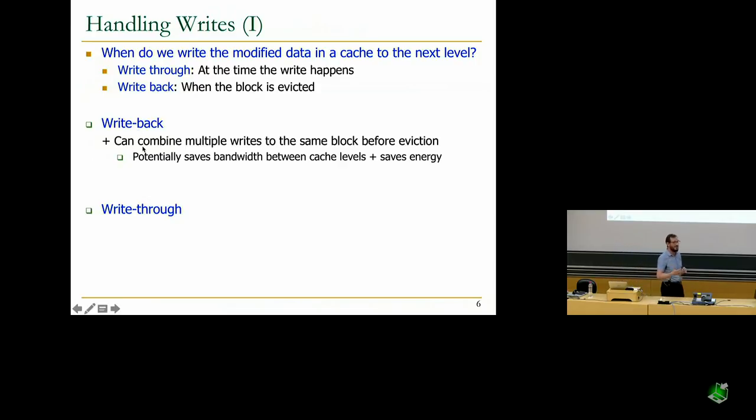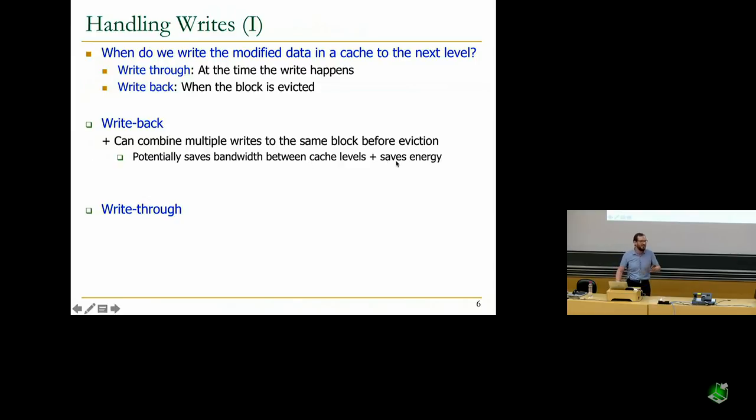You may see this. Think about you're copying one array to another. You have very good spatial locality, right? You would keep writing on a 4-byte basis to the entire array. It makes no sense to expose all of those writes to the main memory because that would waste bandwidth, right? Just keep it in the L1 cache. That's the benefit of write-back cache. It saves bandwidth between cache levels or between cache and memory.